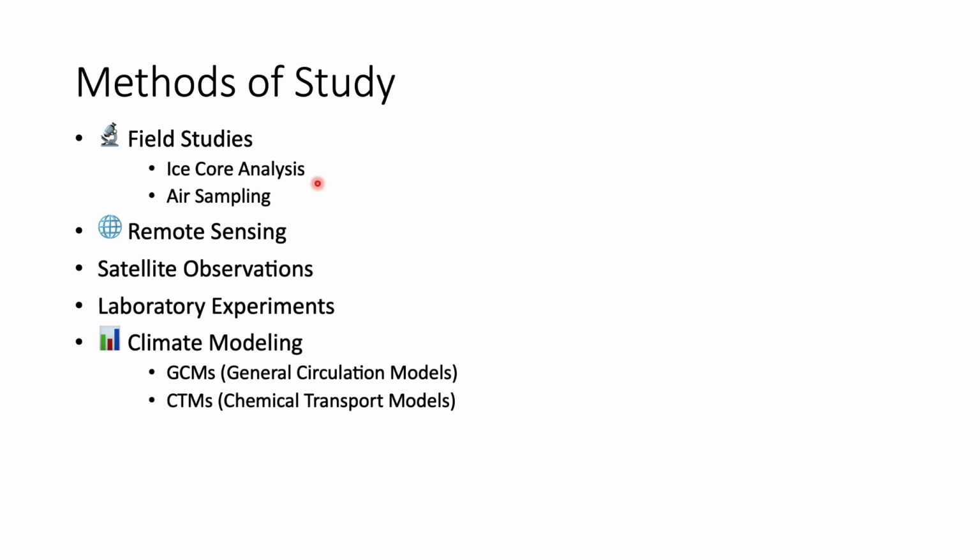The ice models integrate chemical processes into models of Arctic ice dynamics to investigate feedback mechanisms. So how do we study all these things? We can do field studies like ice core analysis or air sampling. We can also do remote sensing. We can carry out satellite observations, laboratory experiments, and we can also carry out climate modeling.